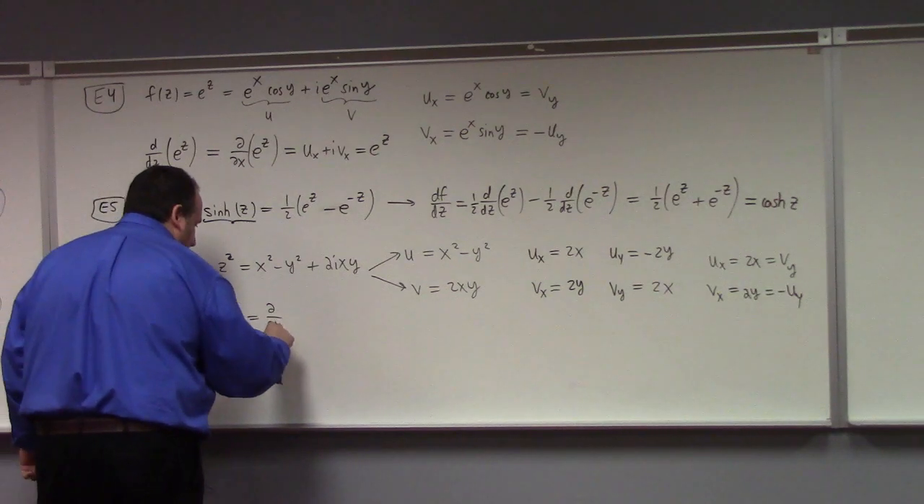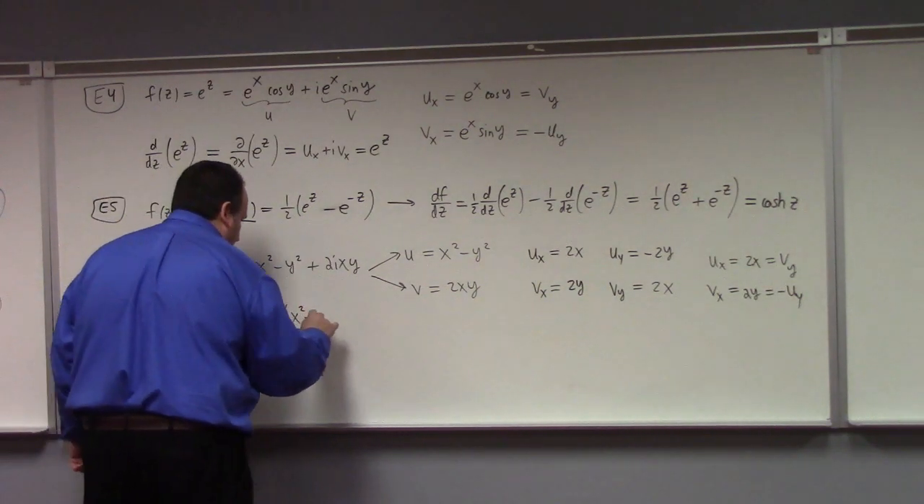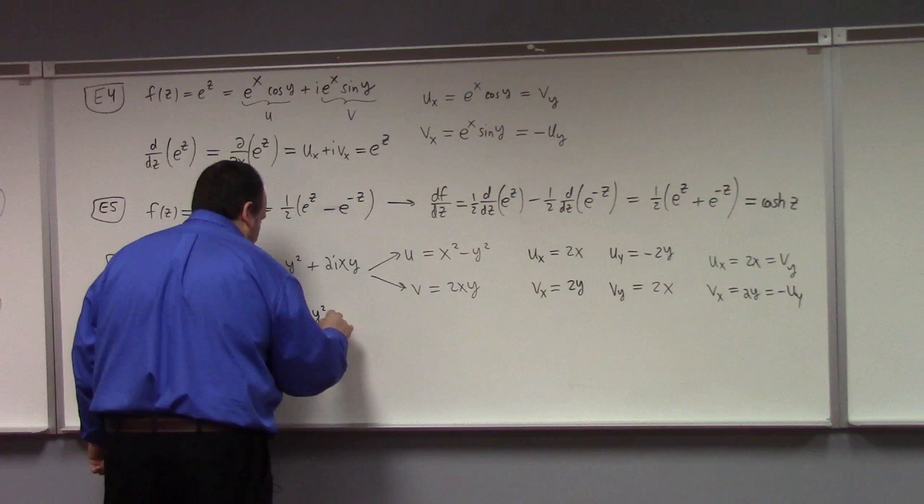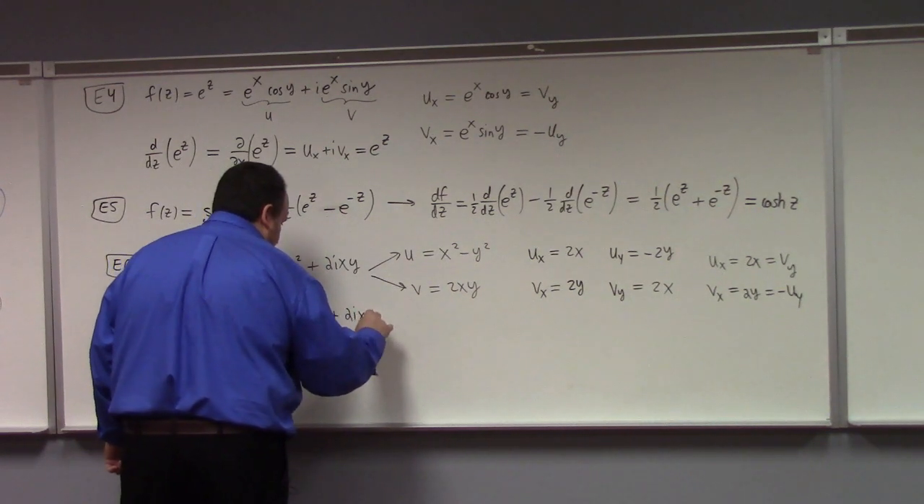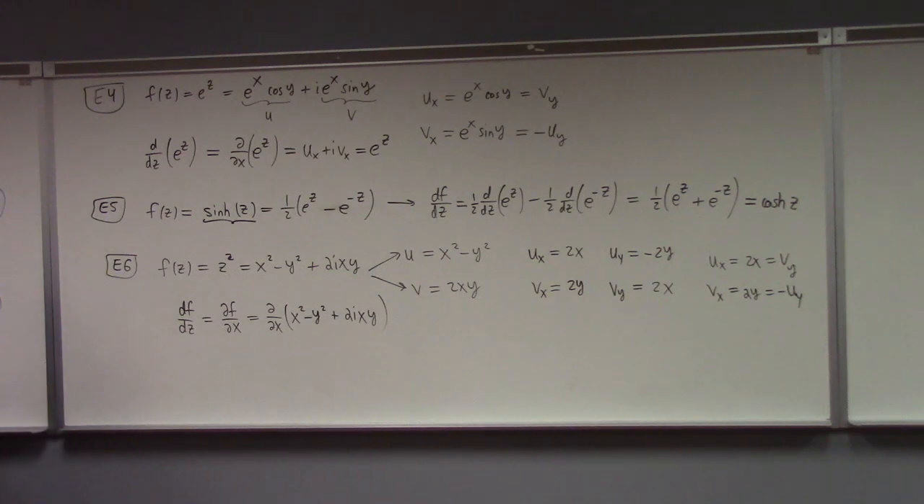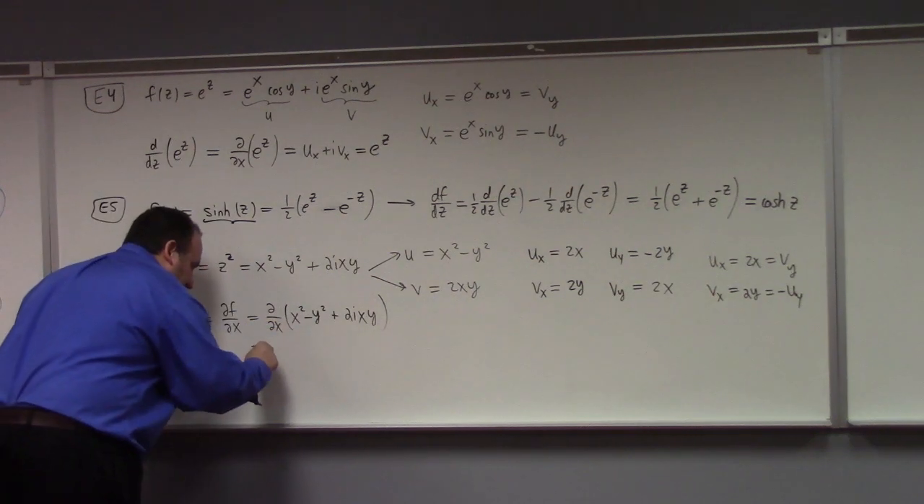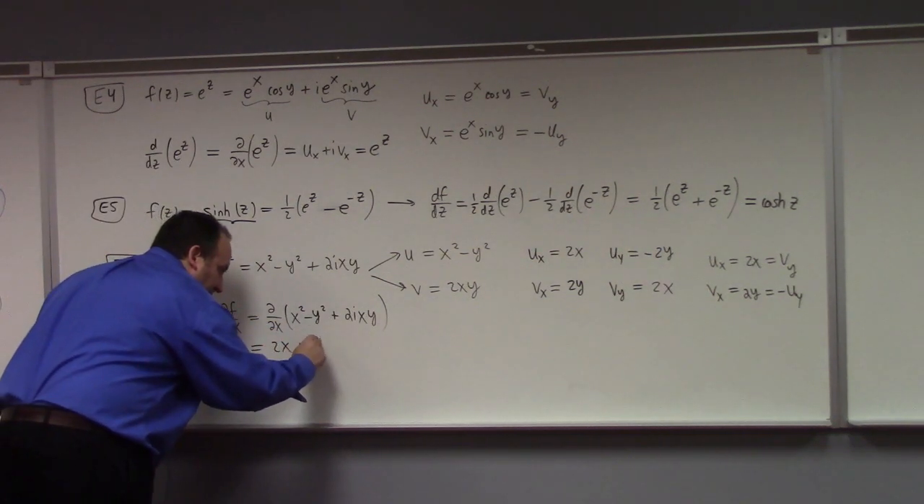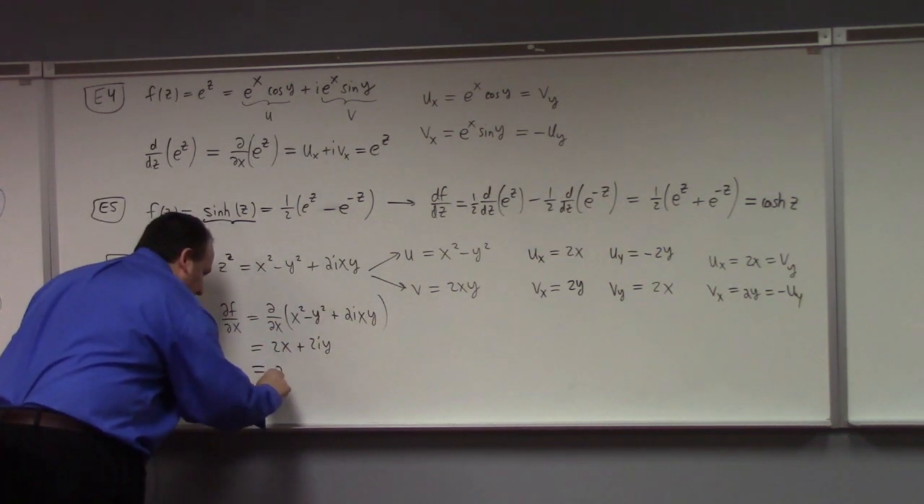So then, notice this, df/dz is equal to partial f partial x, which we can find the formula for, if you want. Of course I could just do u_x plus i v_x, I've already calculated them. But I want to impress on you that when the complex derivative exists, you can calculate it by just differentiating with respect to x. So it's 2x plus 2iy, also known as 2z.